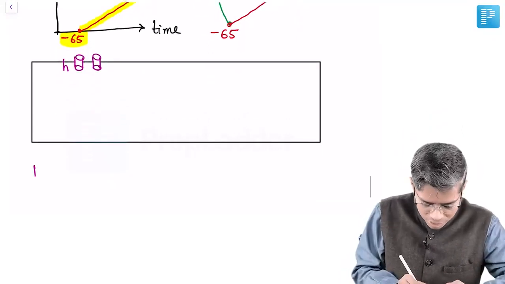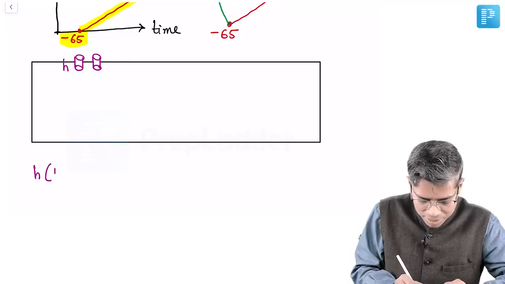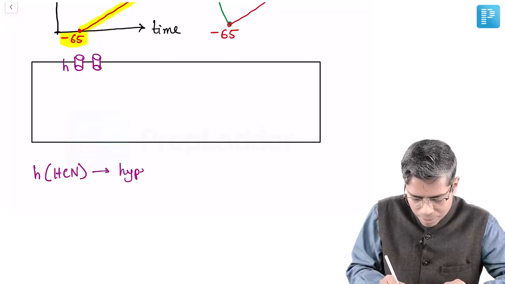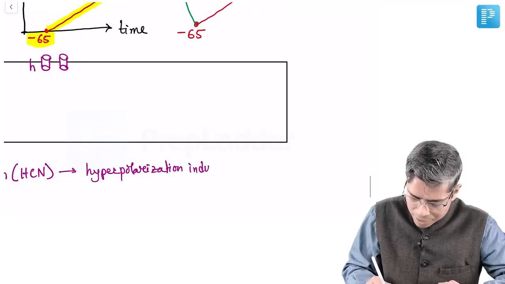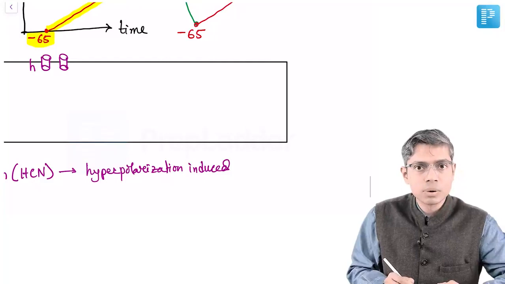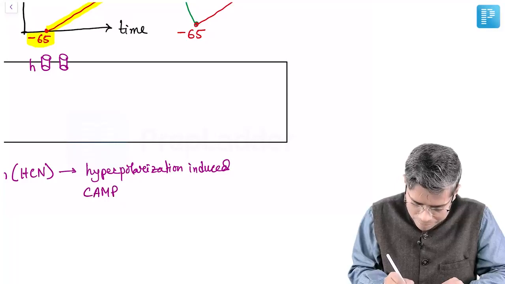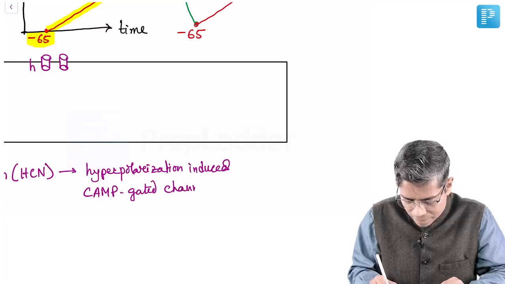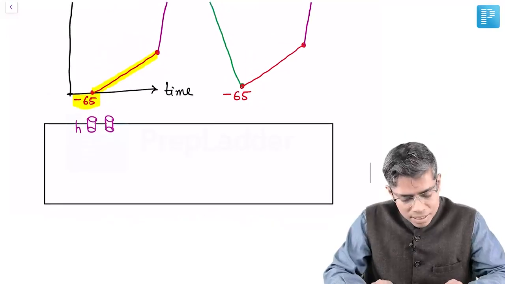What is the H? H stands for hyperpolarization induced channel, but the complete name of this channel is HCN channel. It stands for hyperpolarization induced, so hyperpolarization is inducing this channel opening. That's why hyperpolarization induced cyclic AMP gated channel. So when the membrane voltage is hyperpolarized, then the channel will open up.